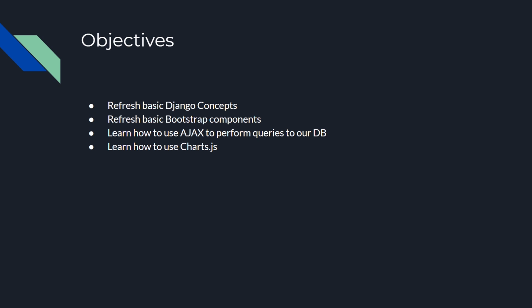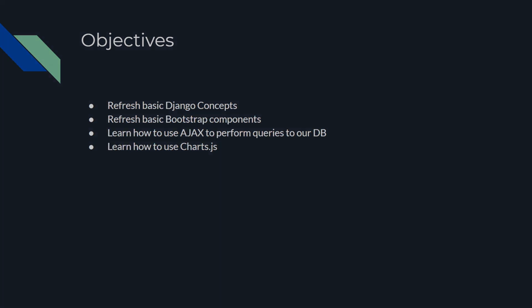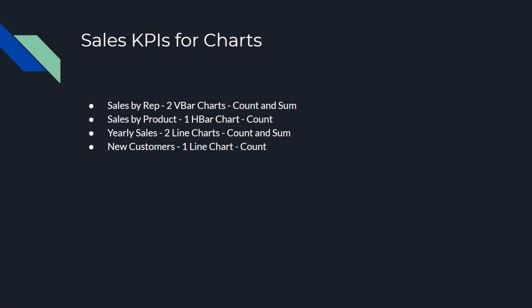Okay? We're going to create different charts to measure different KPIs. So by the end of the tutorial, we will create 2 vertical bars, one to count how many sales by rep, and one for sum of sales by rep. Then we're going to create a horizontal bar chart to count how many sales per product you have during the month. We're going to create 2 line charts for yearly sales, one for count and one for sum.